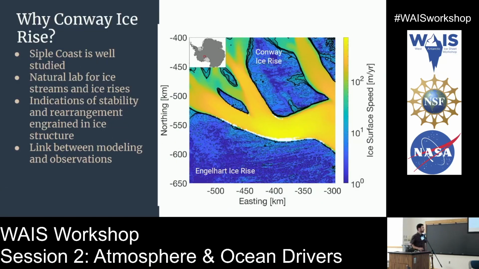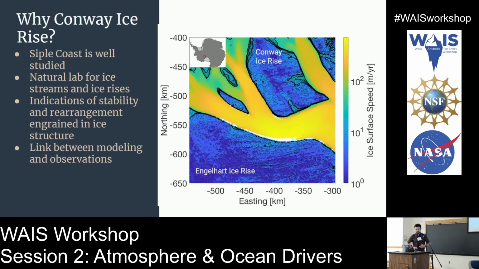So zooming right into our field site, to build some context because we only have 10 minutes. We're looking at Conway Ice Rise. This is on the Siple Coast, and it's a relatively well-studied area of Western Antarctica. A number of modeling studies have been done here because it's a nice natural laboratory to study ice streams and ice rises. And then also there's been a lot of geophysical study there, looking at the history that's ingrained in the radar layers, indicating both regions of long-term stability, as well as some regions of rather recent and very large-scale rearrangement of ice flow, namely the Kamb Ice Stream.